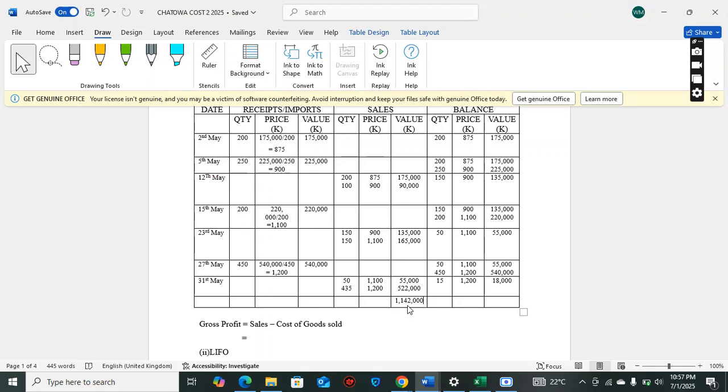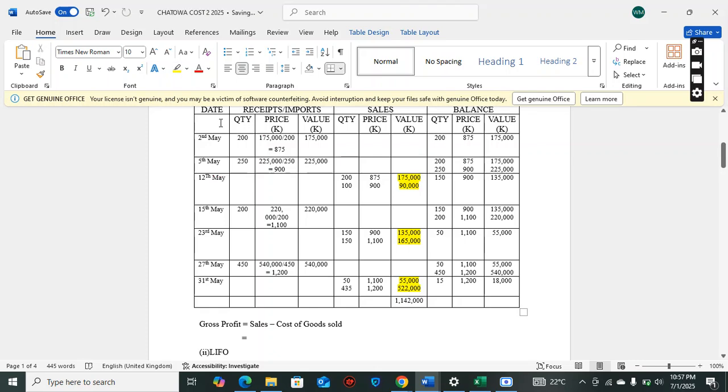Okay, let's go through them. 175,000 plus 90,000 plus, let me even have these figures which I'm highlighting in yellow. 175,000 plus 90,000 plus 135,000 plus 165,000 plus 55,000 plus 522,000. Yes, 1,142,000.